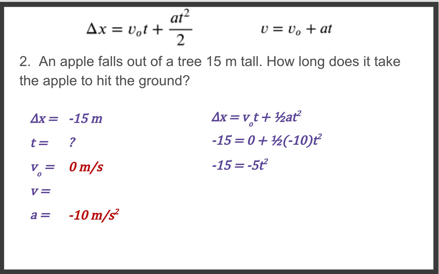I might simplify that 1/2 times negative 10 to give me negative 5, and then divide both sides by negative 5 first. Don't square root yet. You've got to make sure that the t squared is by itself before you do that square rooting. And we would get about 1.7 as our answer. So it takes about 1.7 seconds for this apple to fall 15 meters.